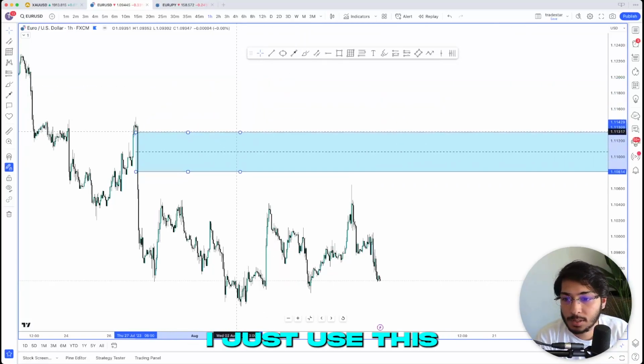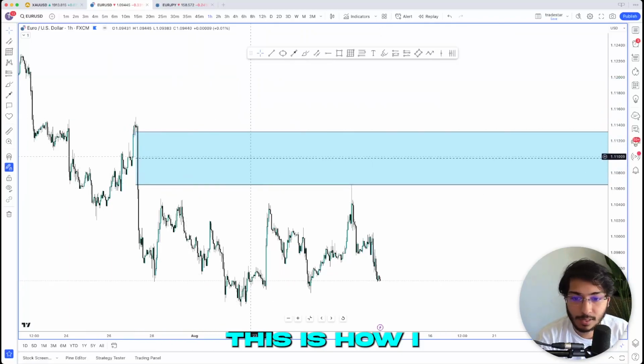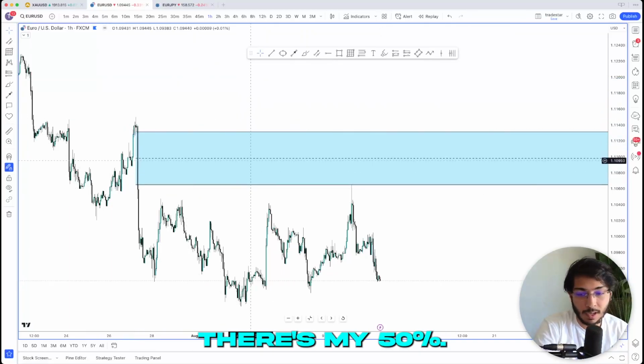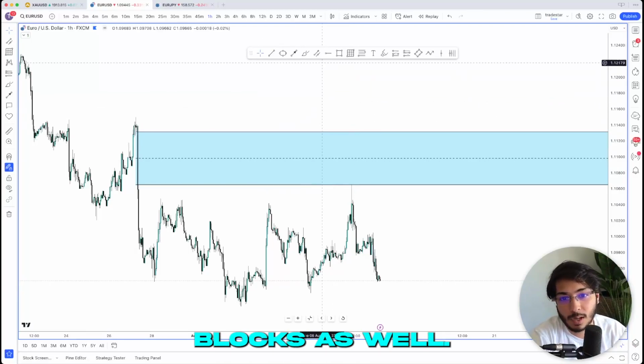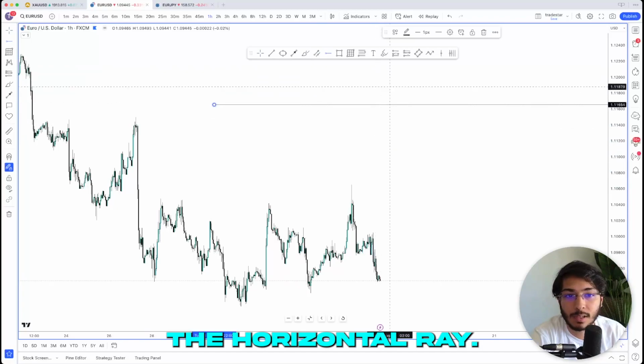All I really do is I just use this for an imbalance. So let's say I see an imbalance here. This is how I'd mark it off. There's my 50%. You can also use this for your order blocks as well. It doesn't necessarily matter. Now, next is the horizontal ray.